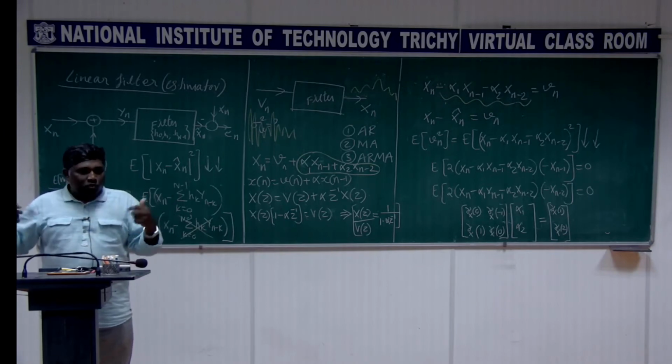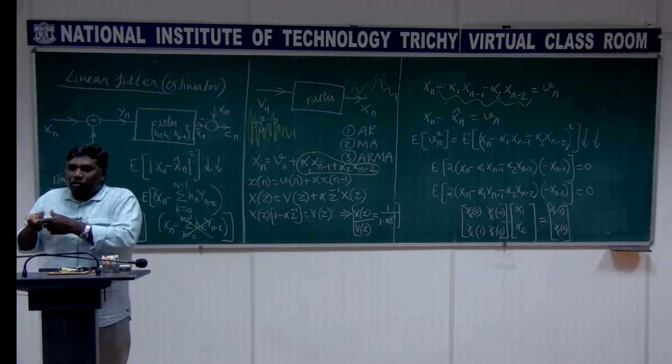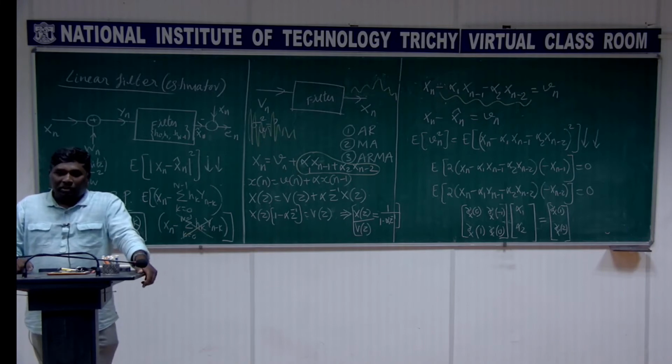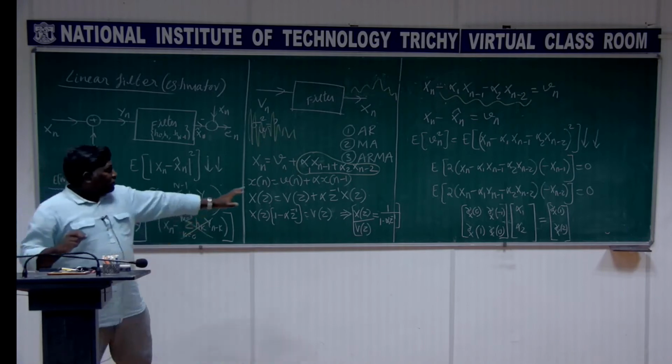Here it is 2. N minus 1 and n minus 2 predict the future, which is Xn. So this is otherwise called LPC, linear predictive coefficients, and that is not the main goal.